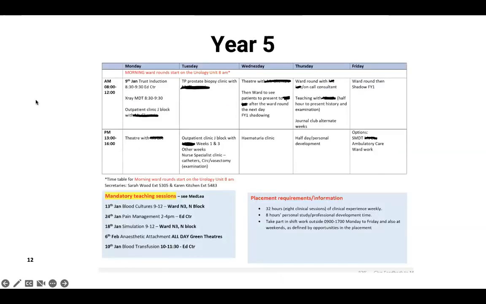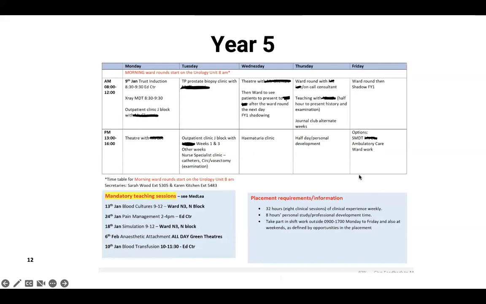So for her year 5, she's again got similar to years 3 and 4. So she's in theatre, she's in a clinic in the morning. She's gone to a biopsy clinic on Tuesday and then another clinic in the afternoon. And then Wednesday she's in theatre and she's in a hematuria clinic. So again, it's just basically theatre, clinic, ward rounds.